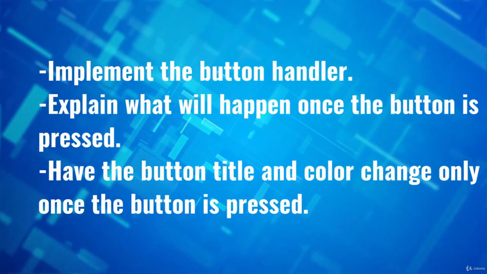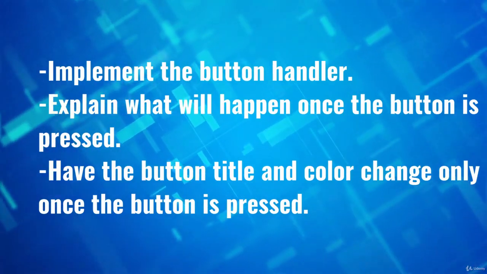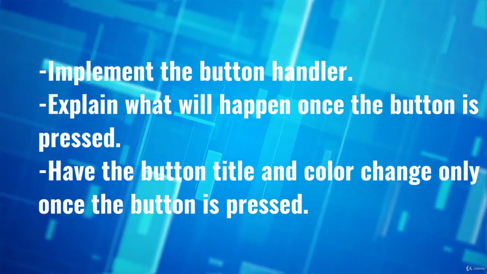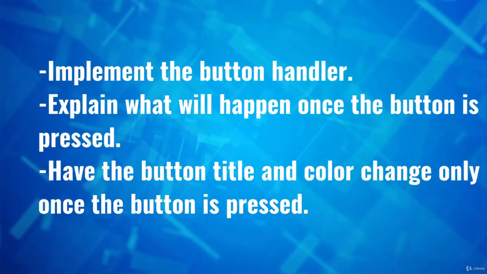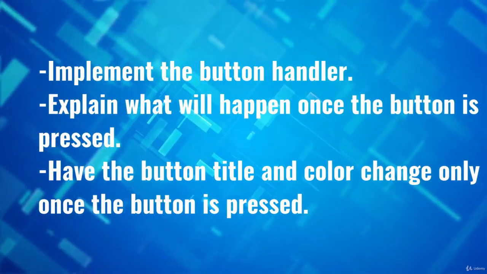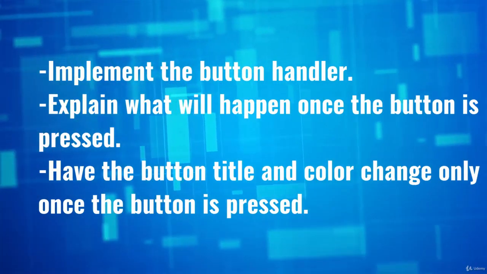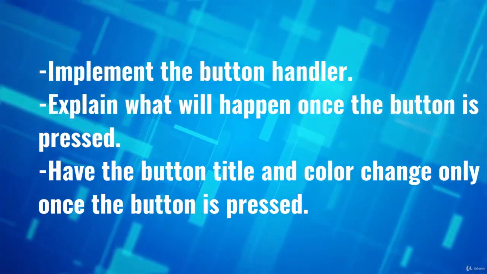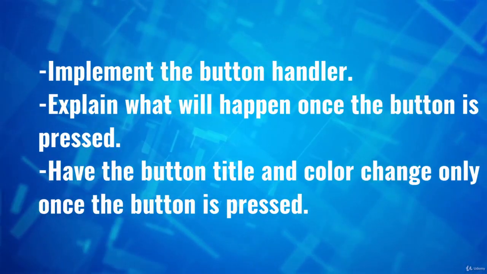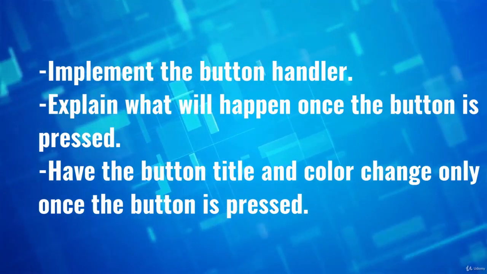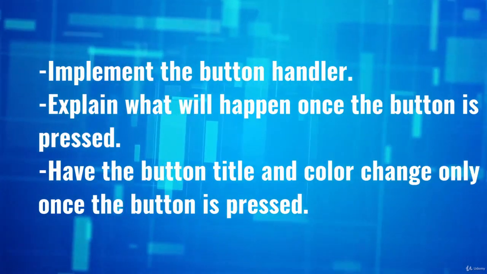Okay, so now we're going to go ahead and implement our button handler. We added it right at the beginning, but we didn't actually implement it yet, because we were focusing more on the properties and the attributes. So now I'm going to explain exactly what will happen once the button is pressed, so exactly how our button action function is going to work, and we're going to demonstrate how it works by having the button title and color change only once a button is pressed.